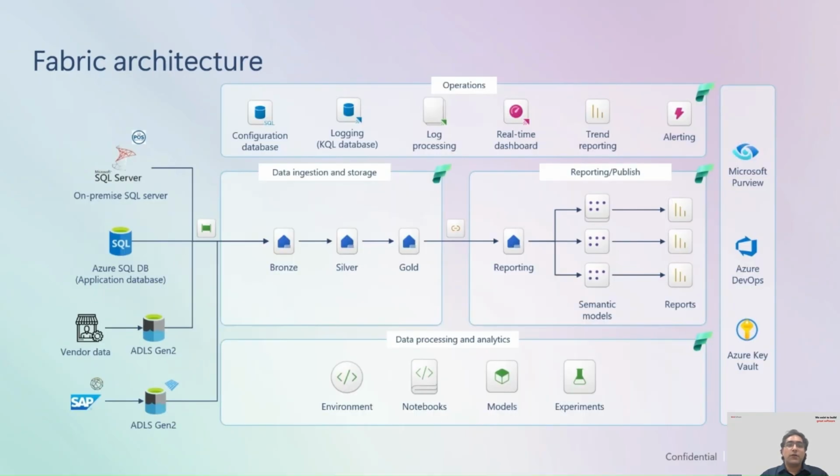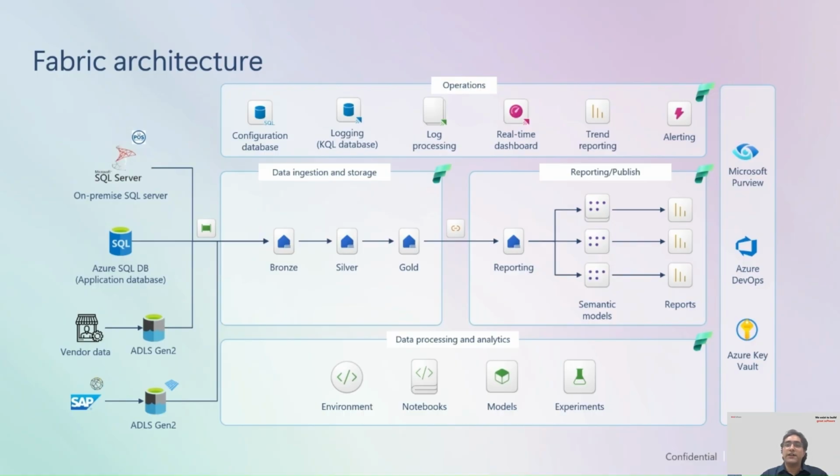Let's look at the architecture that powered the organization transformation. Data ingestion and storage was in a single workspace. A separate data processing workspace stored the environments, notebooks, and machine learning models. A centralized workspace was used to manage configurations in the Fabric SQL database and logs for all the frameworks in a KQL database. Update policies on the KQL database enabled real-time monitoring in the dashboard and alerting.